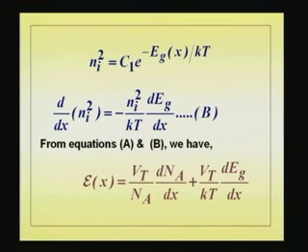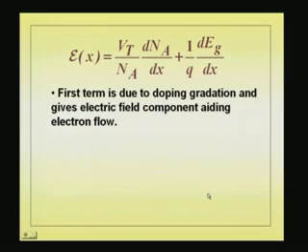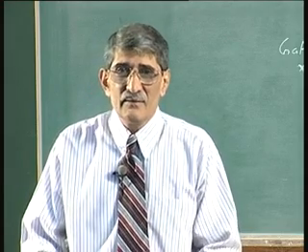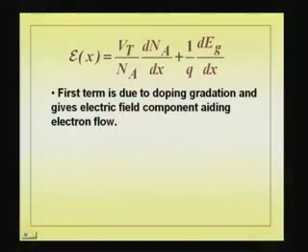You can also put this term, as Vt is kT by q, so that becomes 1 by q dEg by dx. The first term is due to doping gradation and gives an electric field component aiding the electron flow, provided doping gradation is in that direction from the emitter to the base collector, which is usually the case when you do diffusion. Take a substrate, diffuse from top, doping is higher on the top. So, as you move down towards the collector, doping is reduced. So, that is aiding the electron flow.